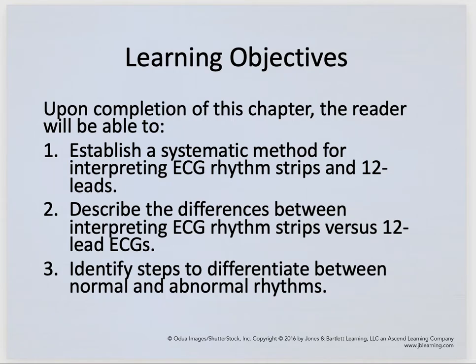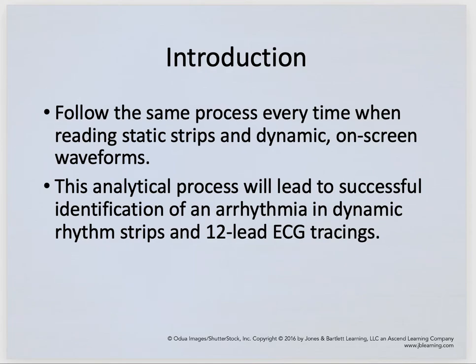being organized in what you're looking at in the EKGs, describing the differences between a rhythm strip versus the 12 lead, understanding the difference between normal and abnormal rhythms, and then following the same process in the systematic with looking at just a static strip or a waveform on screen, trying to have a little bit of a process. So we're going to divide these up into steps.